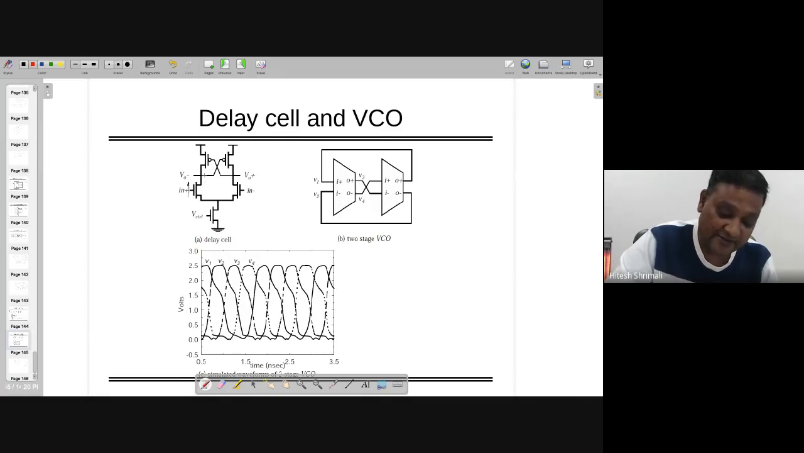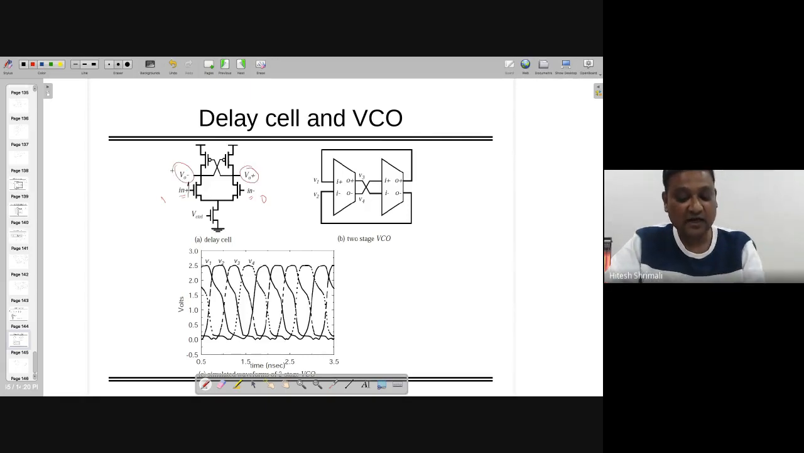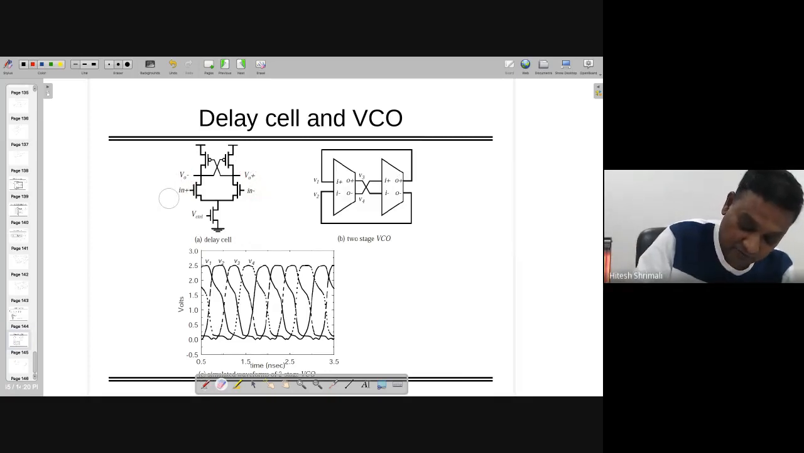In that case, if in plus and in minus are differential, and if this is 1 and this is 0, accordingly it's going to turn the other circuit on and off. And you can see that VO plus and VO minus are going to flip. However, just having one cell is not going to help you too much. But if you have two cells, it looks as follows.